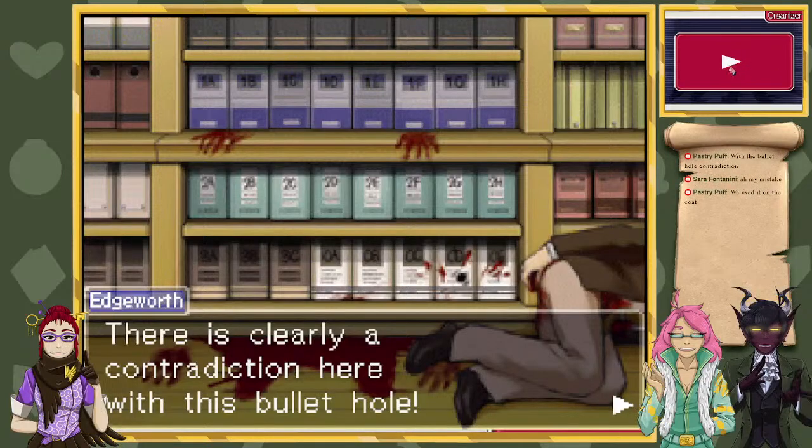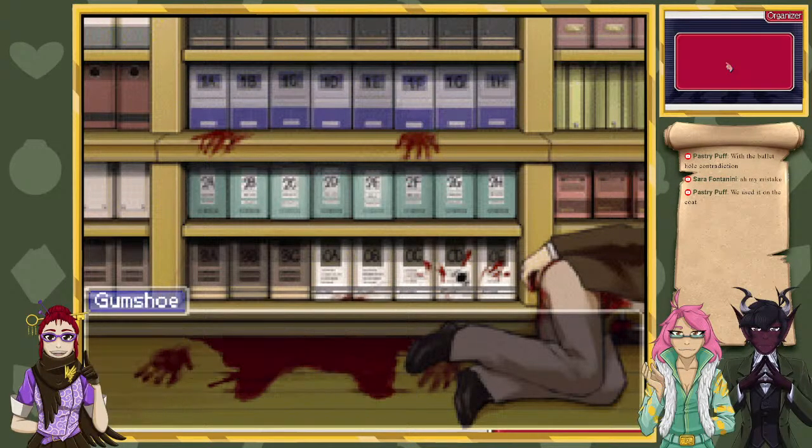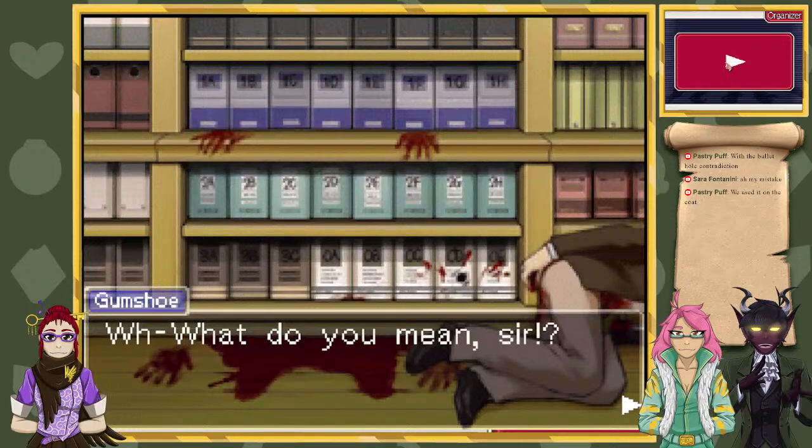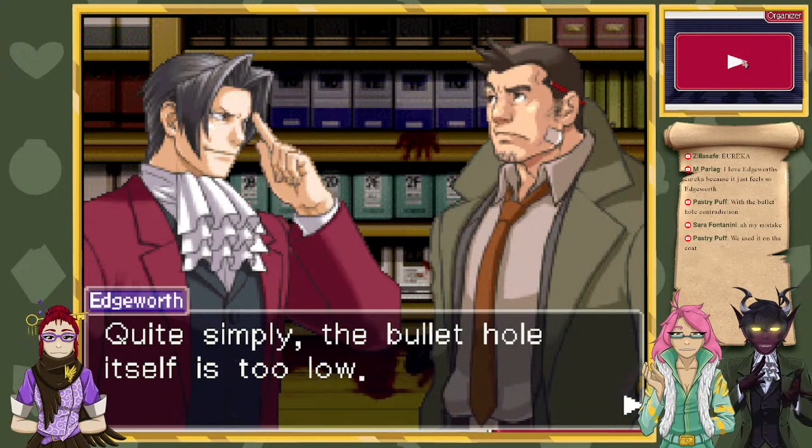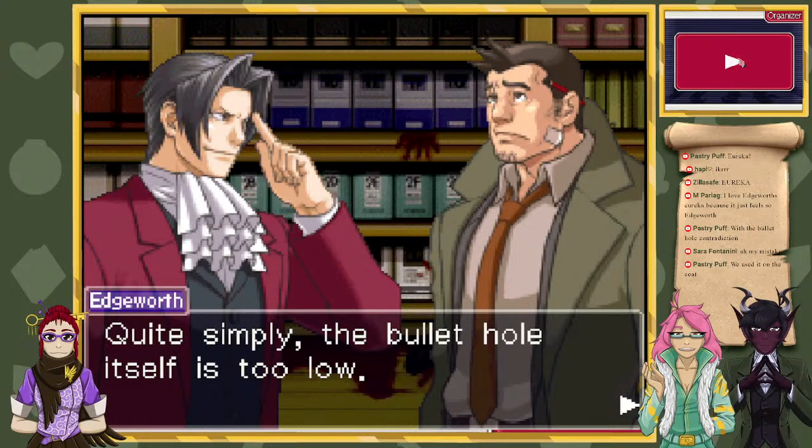Eureka! Oh, thank God. There is clearly a contradiction here. That's with this bullet hole. Whew. Love Eureka. Oh, what do you mean, sir? Eureka? What the fuck? What does that mean? Oh, you don't see it. Yeah, deduce did come up last stream on the keypad. I'm just brain rot. Quite simply, the bullet hole is too low. Yes, the Eureka is amazing.